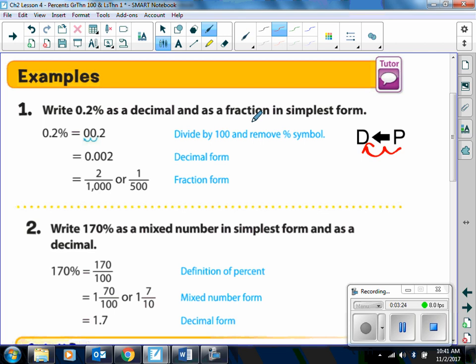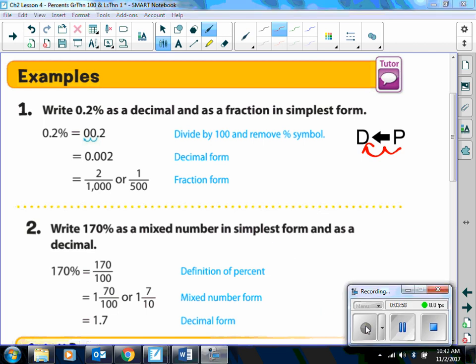Now we want to write it as a fraction. And when we write it as a fraction, 3 steps. First step is to read it correctly, right? Then we're going to write it, and then we will simplify it. Very good. So 0.002 read correctly is 2 thousandths. So we're going to write that 2 over 1,000, and then we can simplify it by dividing by 2.